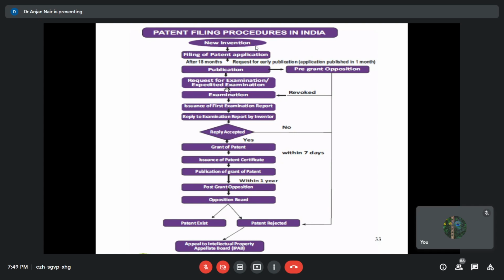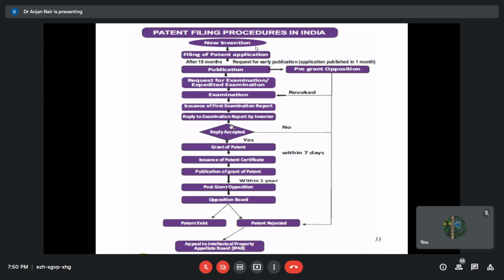Then you file a request for examination. Once this is published, you file for examination. The patent office has some experts. They will examine your patent and issue what is known as an FER, first examination report. Just like an FIR in a police station, you have an FER. The experts will view your invention, verify all the details, and if they feel it is worthy, they will give their comments. Some critical comments they will give, such as whether novelty is there or not.